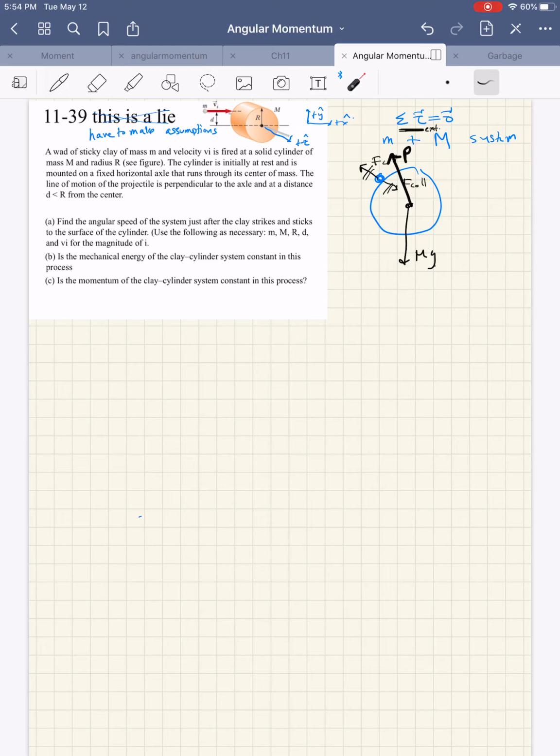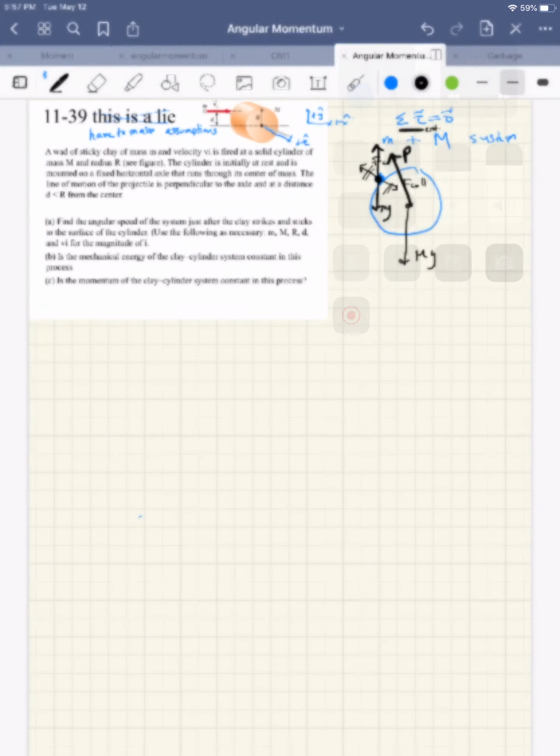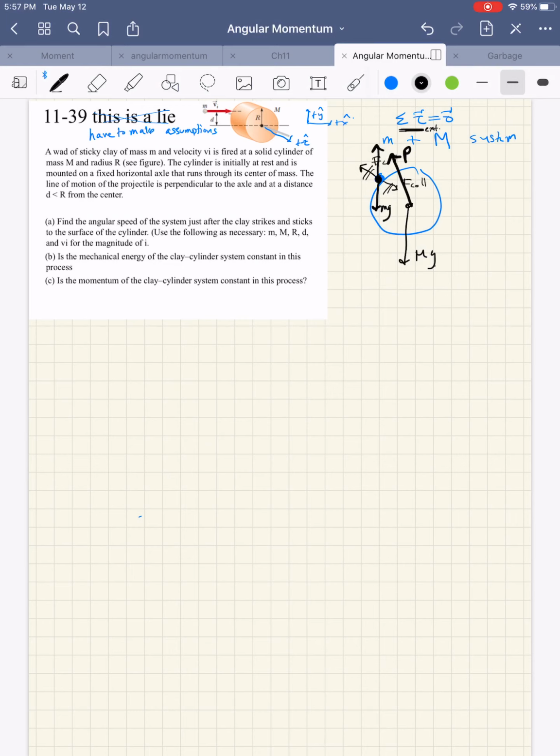I'll have the force of collision, which I've already negated. And then there's also gravity acting on this thing. So, sorry. There is a normal force acting on this mass, but then there'll also be the equal and opposite normal force acting over here. So normal forces become internal, but there's still gravity and gravity acting here. So the reason that this is a lie is this. The sum of torques is not actually equal to zero because what happens is the center of mass changes.